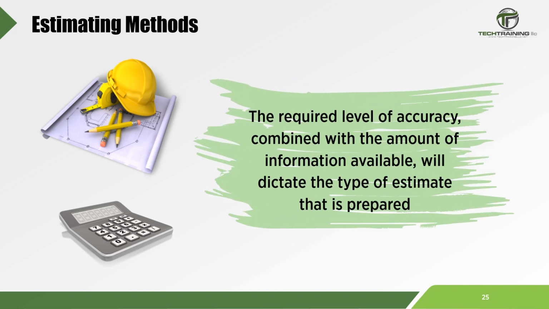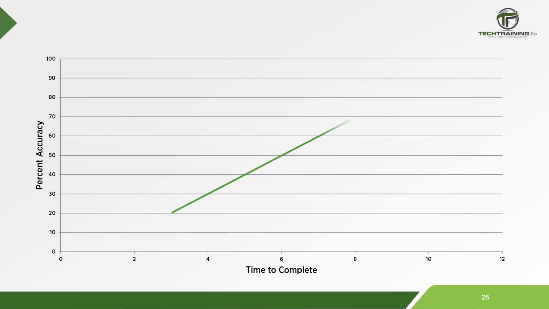The required level of accuracy, combined with the amount of information available, will dictate the type of estimate that can be prepared. Each estimating method requires different amounts of time to complete, and thus produces different levels of accuracy. The relationship between time to complete the estimate and the accuracy of the estimate is shown here. The different estimating methods clearly show a different level of accuracy. But once again, other factors play a role: the amount of information available at the time of the estimate, or the size of the project.